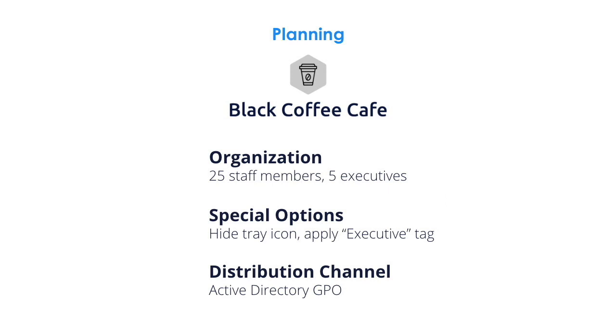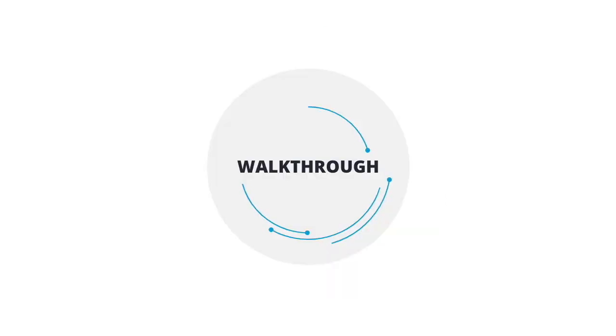I'm going to deploy the roaming client on those machines. I'm going to have special options. I'm going to hide the tray icon, and I'm going to apply the executive tag so that I have that in the dashboard and it's easy to manage. Lastly, my distribution channel will obviously be Active Directory. Let's go ahead and do the walkthrough.